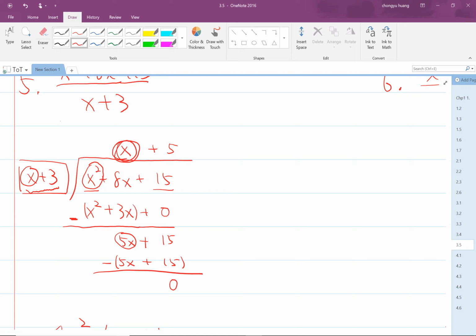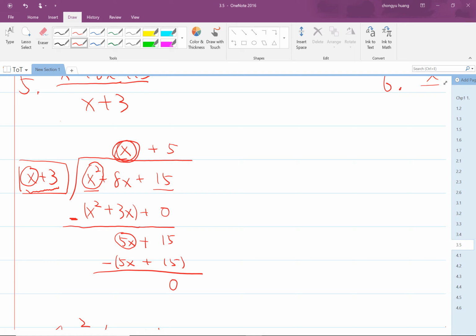You want to cancel those terms. At the beginning, you multiply by x because you want to cancel x squared. You multiply by x, it becomes x squared plus 3x, and then x squared gets cancelled. Those are always the steps. You always want to cancel all those terms. That's the basic idea. And why do you multiply by 5? Because you want to cancel 5x. You multiply 5 by x plus 3, so it becomes 5x plus 15, and everything gets cancelled.